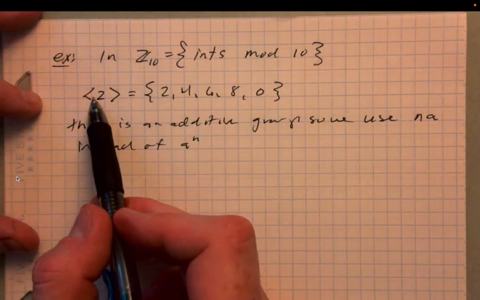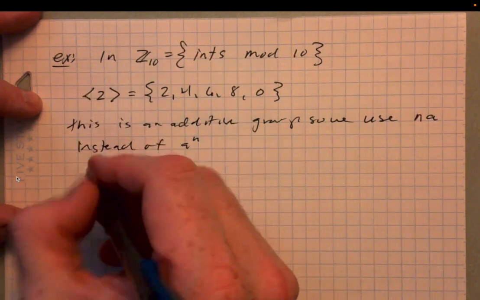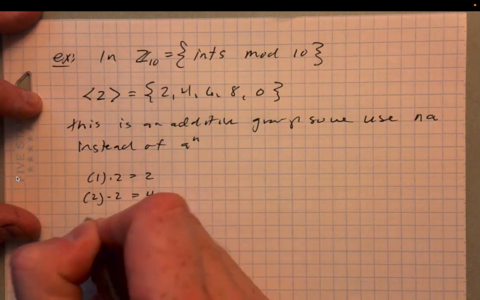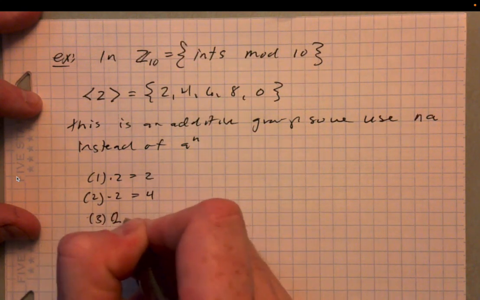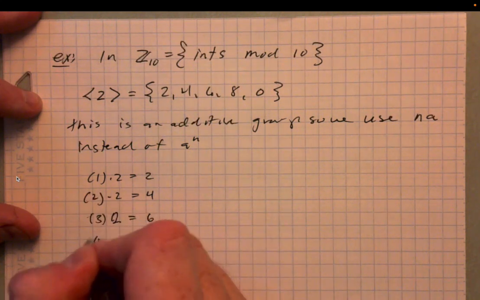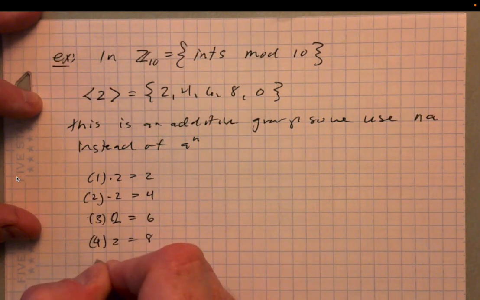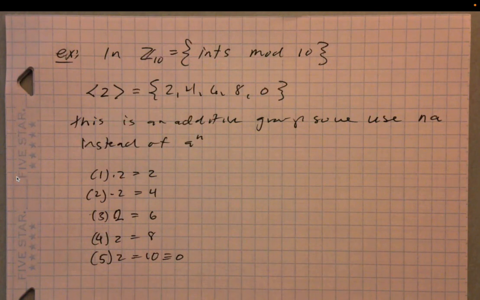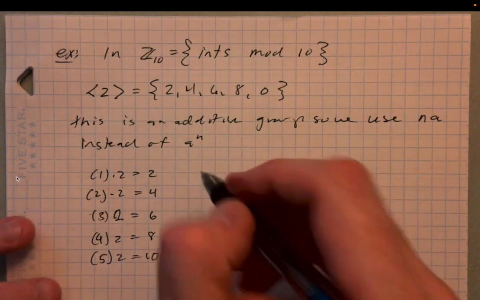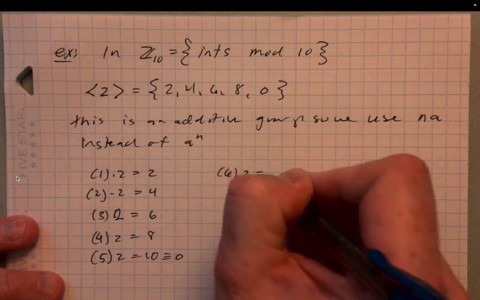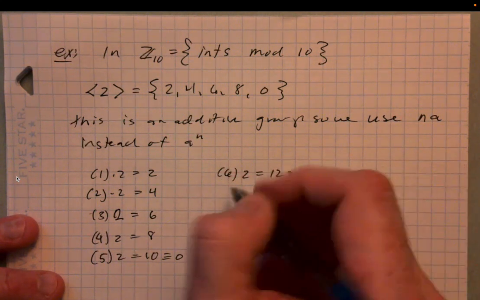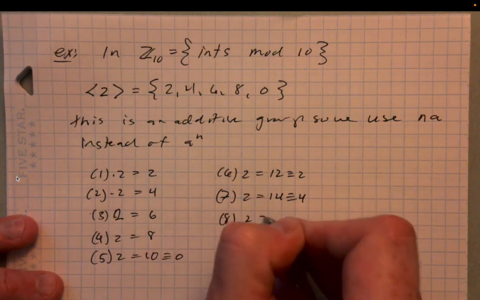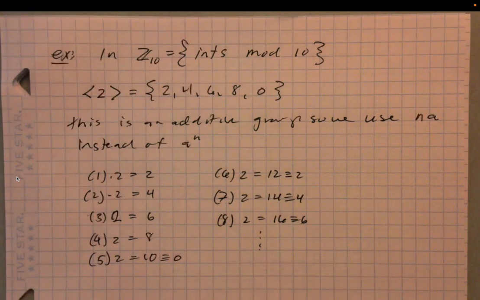We can see how 2 will generate this. So 1 times 2 is 2. 2 times 2 is 4. 3 times 2 is 6. 4 times 2 is 8. And 5 times 2 is 10, which is 0. Okay, and now it starts to repeat itself. 6 times 2 is 12, which is 2. 7 times 2 is 14, which is 4. 8 times 2 is 16, which is 6, etc.